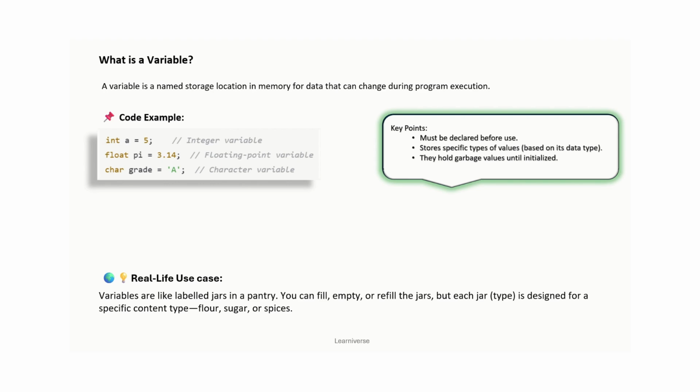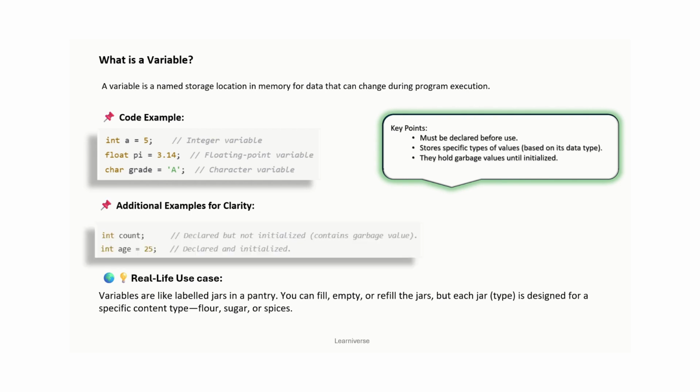Here you can see three different variables that are declared and initialized. The first one is of type integer, the second one is float, and the third one is of type character. And there are additional examples for better clarity. Here in the first line, count is a variable name that is of type int. Here only the variable is declared but not initialized, hence it contains a garbage value. In the second one, the variable name is age and it is of type int, and here the variable is declared as well as initialized to the value 25.